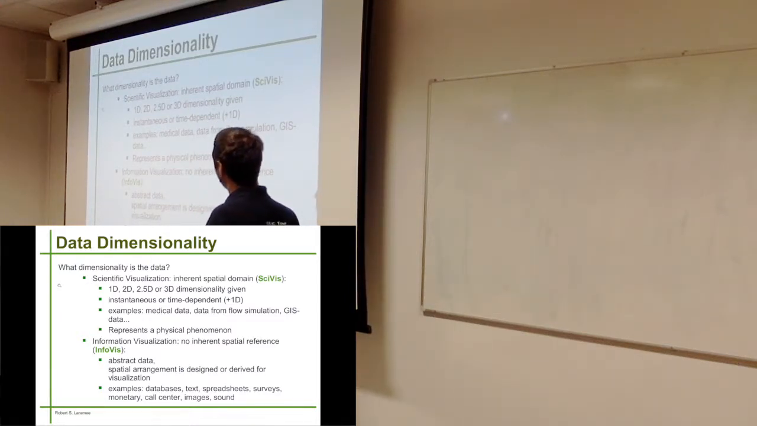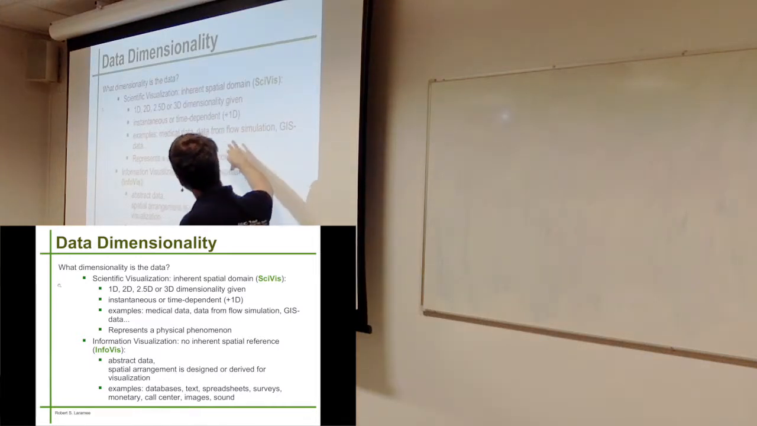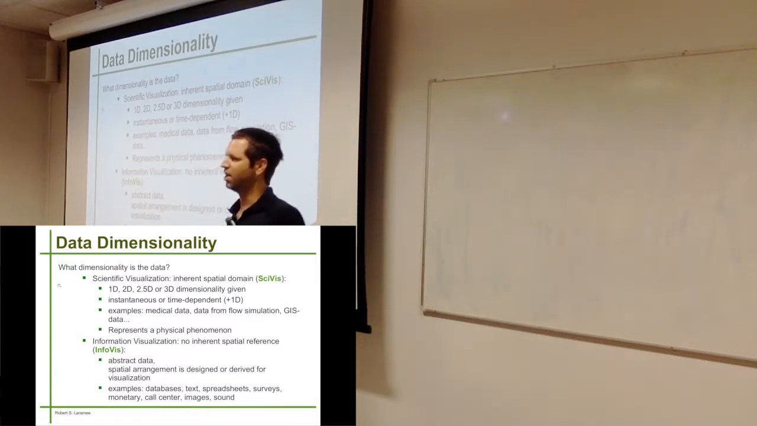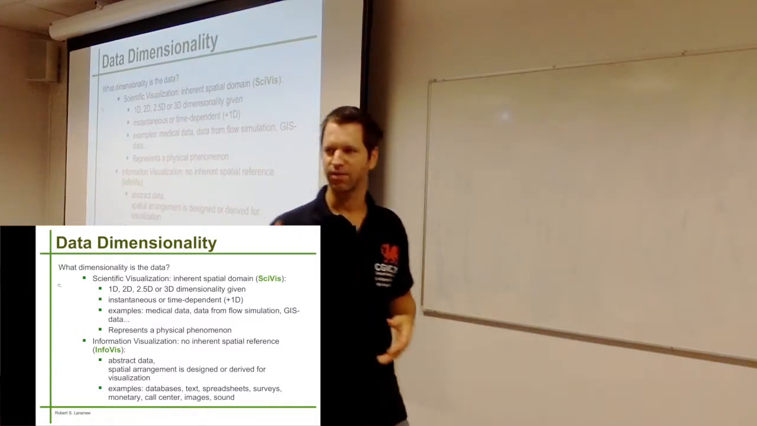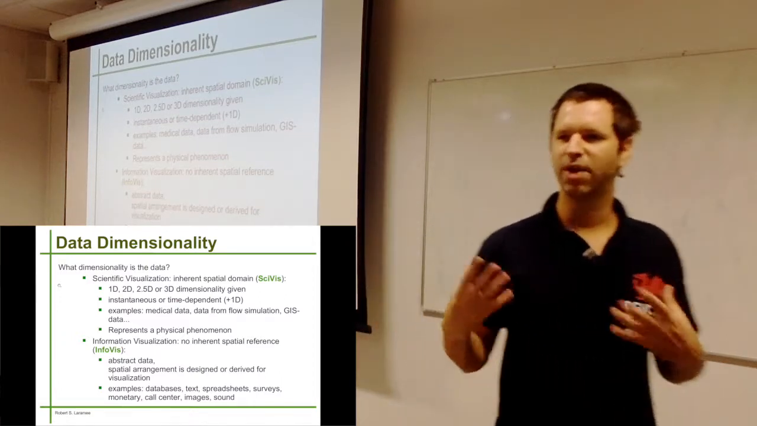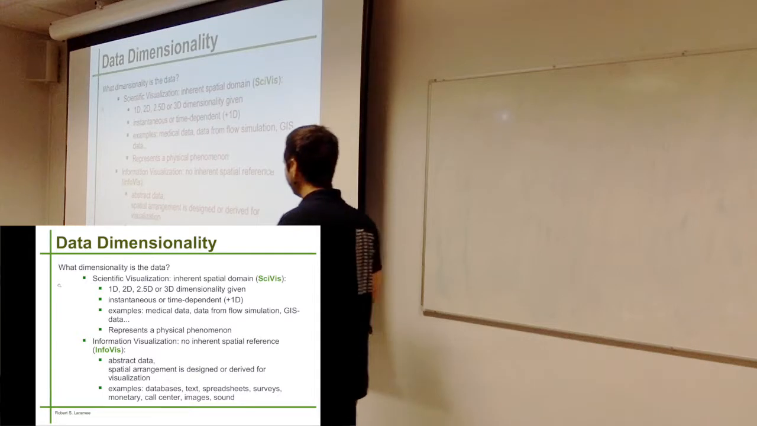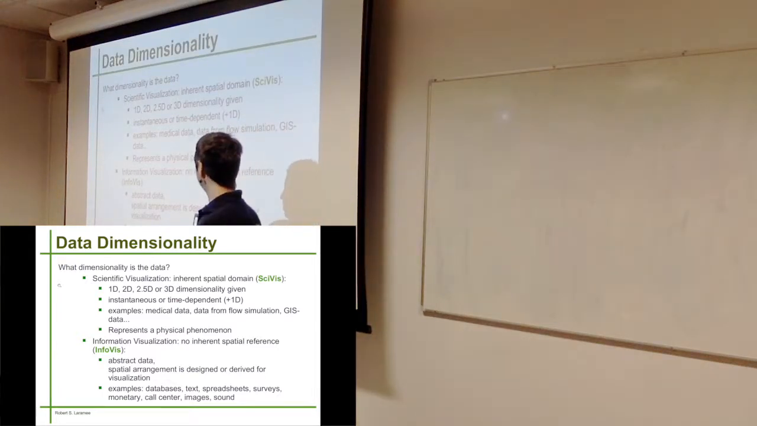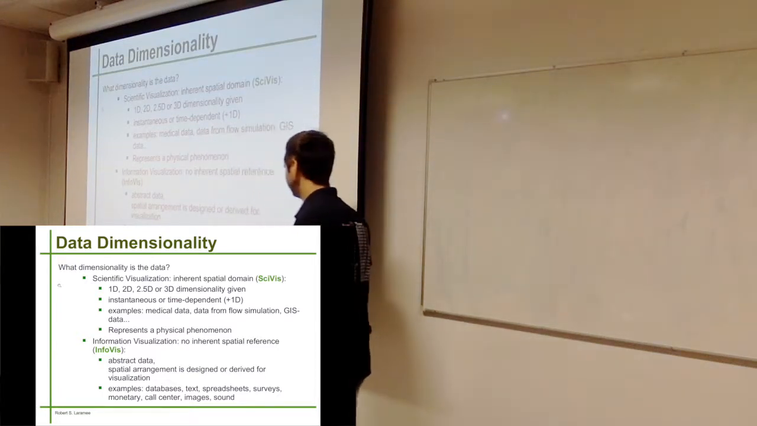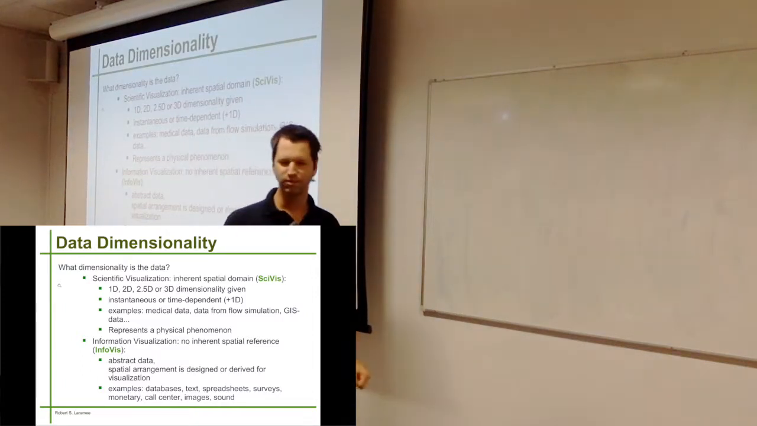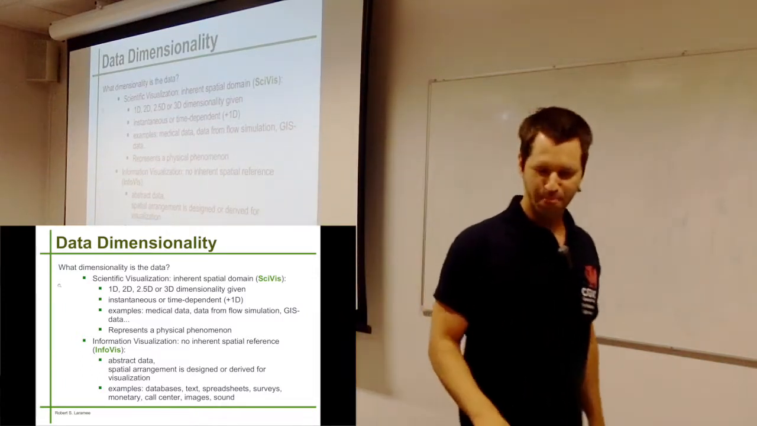Since there's no space associated with information visualization data, we have to derive a synthetic space. Like, for example, bar charts, pie charts. Those are all man-made spaces. And this includes database, text, spreadsheets, survey data, monetary data, call center data, and so on.